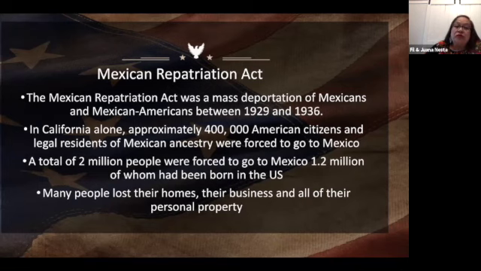A total of 2 million people were forced to go to Mexico, 1.2 million of whom had been born in the US and really should have been protected by the 14th Amendment. Many people lost their homes and their businesses and all of their personal property. When they were forced to leave, all of their things were taken by other people.